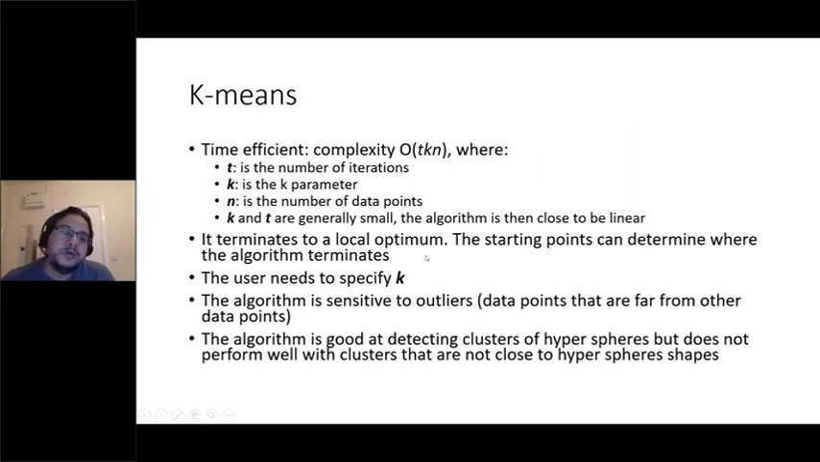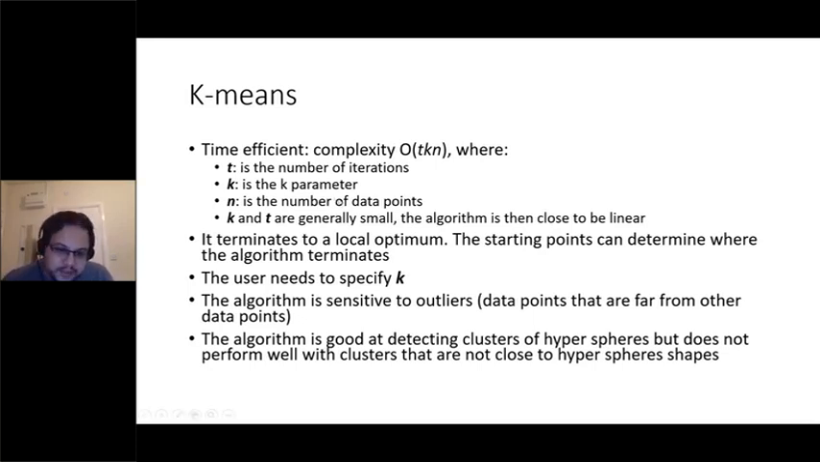So it terminates at a local optimum, and the starting point is what determines what kind of solution you are going to reach. So it's good to try different starting points and see what is the best solution for you, because it can have multiple solutions depending on where you start. Starting points mean where you initially put the centroids. So it can be different.